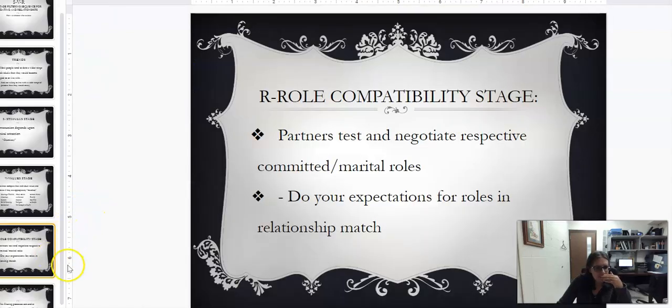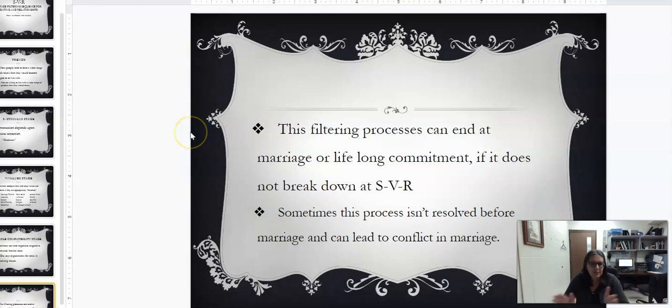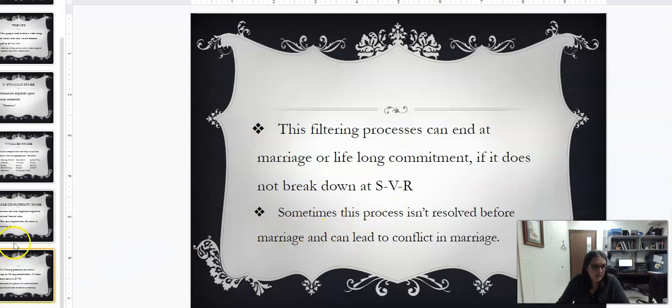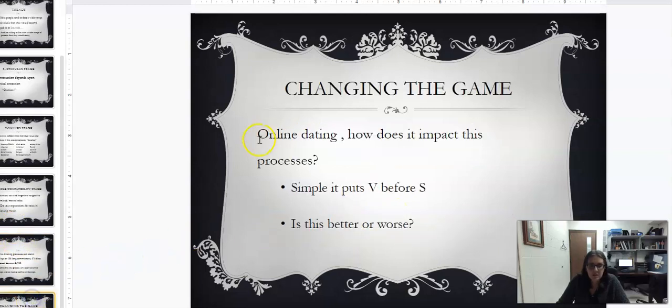And when we look at that, it's like traditional marriage: meet someone, find attraction, ask them out, and then go through that process. It can end in a marriage or lifelong commitment if it doesn't break down at some point. But sometimes this process isn't resolved before people get married, and it can lead to a lot of conflict in marriage.